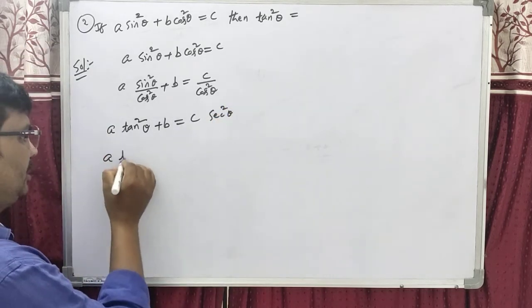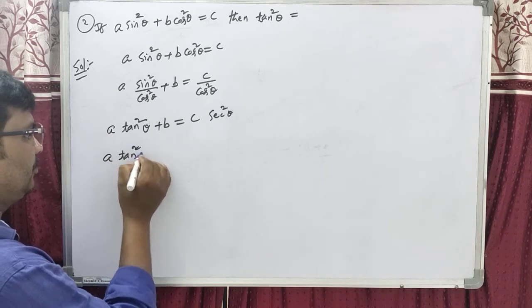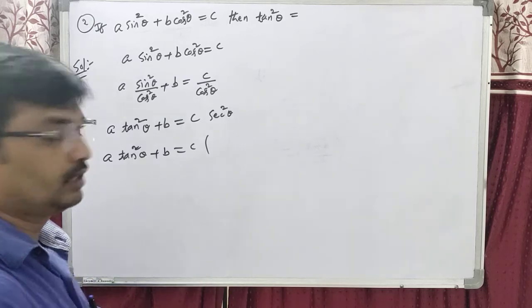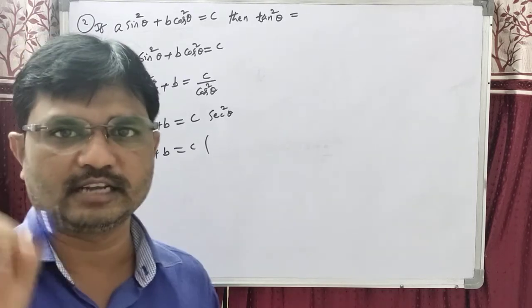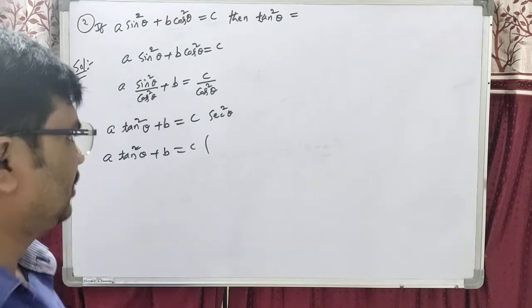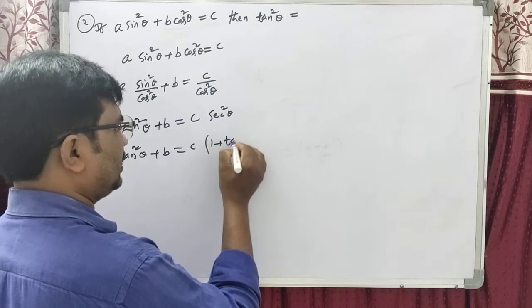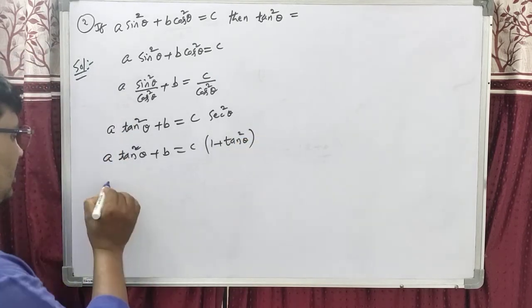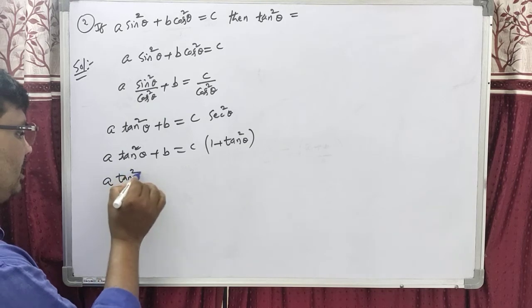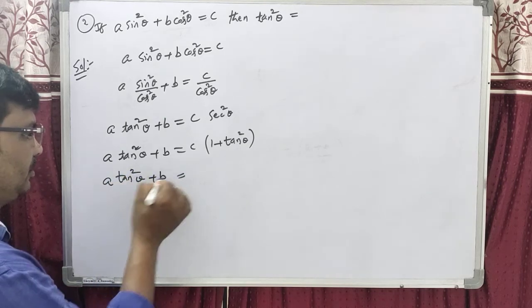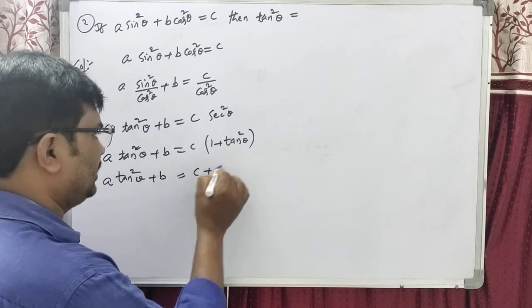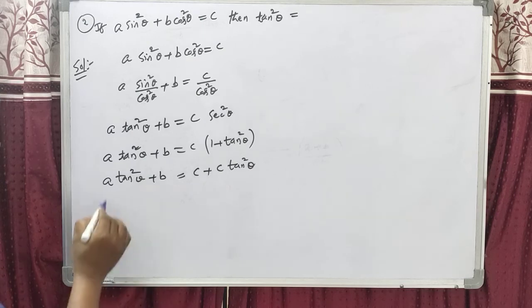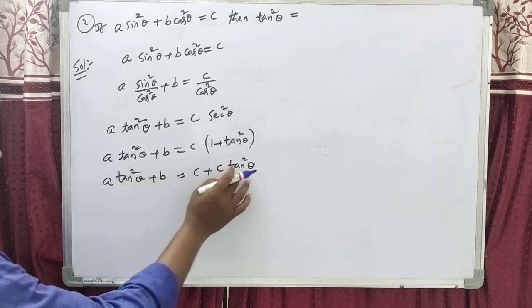Dear students, A into tan square theta plus B. What is the formula of secant square theta? Secant square theta minus tan square theta equals 1. Therefore secant square theta is 1 plus tan square theta. Now this is A into tan square theta plus B equals C into 1 plus C tan square theta. Dear students, now we are taking the common factor tan square theta.